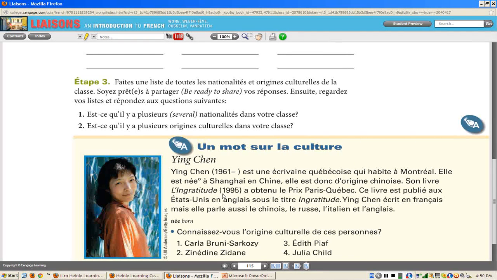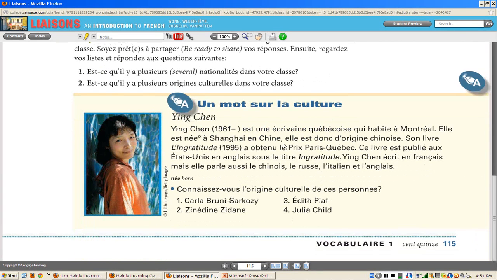Elle est née à Shanghai, en Chine. Elle est donc d'origine chinoise. Son livre L'Ingratitude a obtenu le prix Paris-Québec. Ce livre est publié aux États-Unis en anglais sous le titre Ingratitude. Ying Chen écrit en français, mais elle parle aussi le chinois, le russe, l'italien et l'anglais. Voilà, donc elle est multilingue. Here, écrit, that means she writes in French.